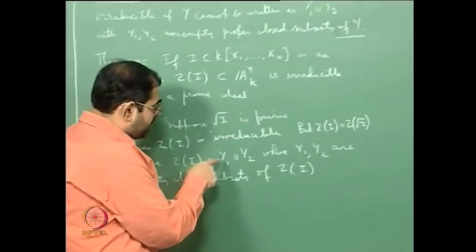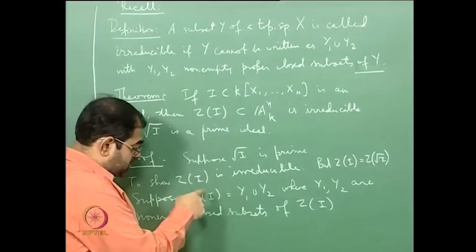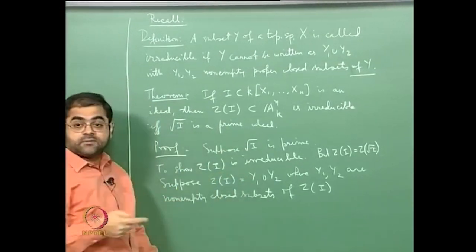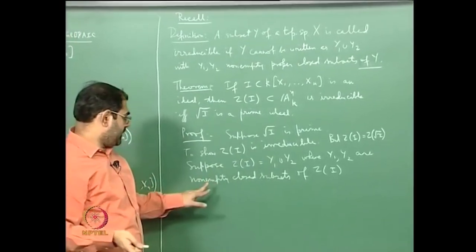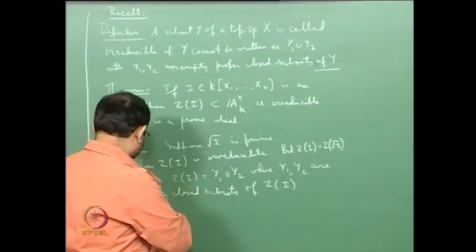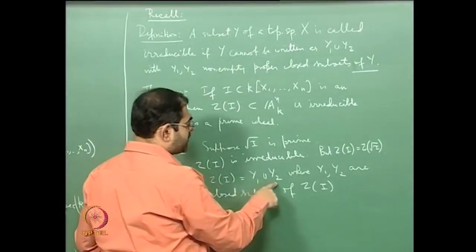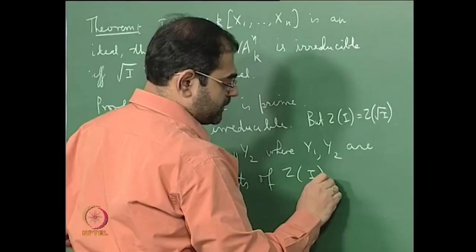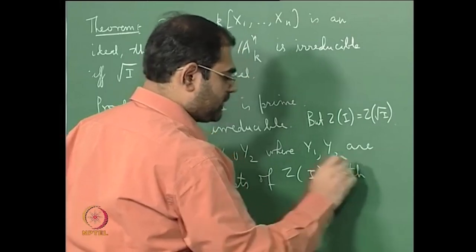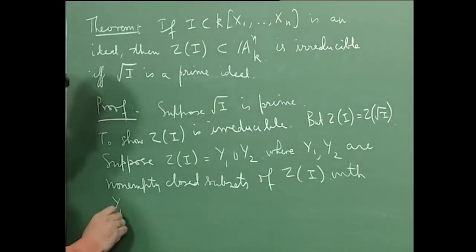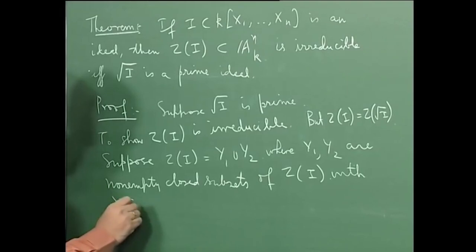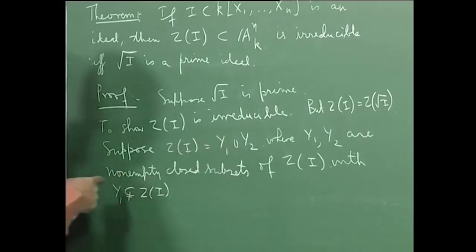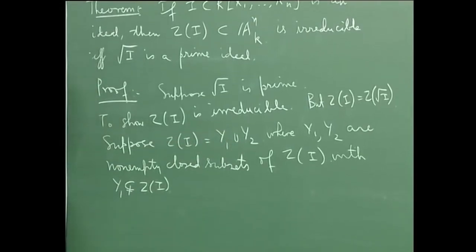So what this tells you is that y1, which is supposed to be the intersection of Z(I) with a closed subset of X, is itself a closed subset of X. Let me stress that, suppose Z(I) is y1 union y2, where y1 and y2 are non-empty closed subsets of Z(I), with y1 a proper subset of Z(I). Of course I'll then try to prove that y2 is equal to Z(I), in other words that y2 is not proper.